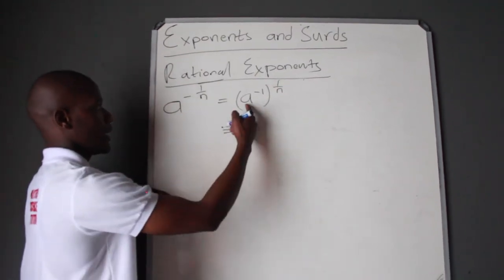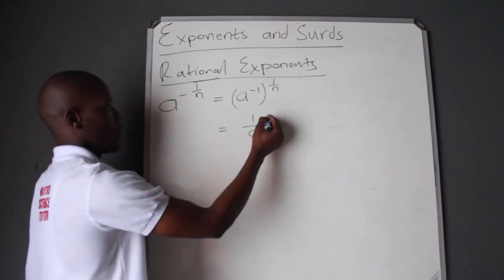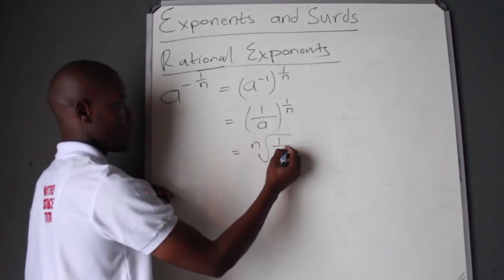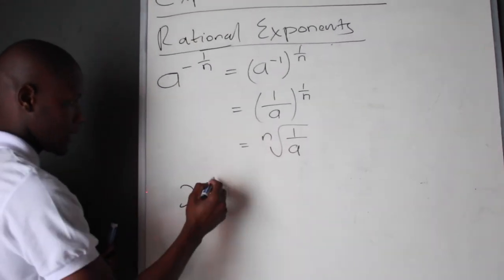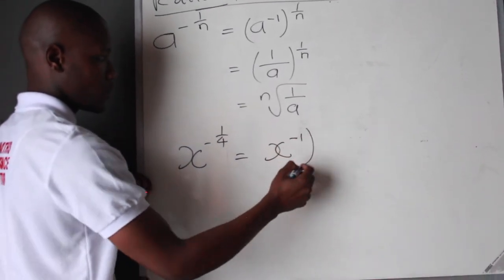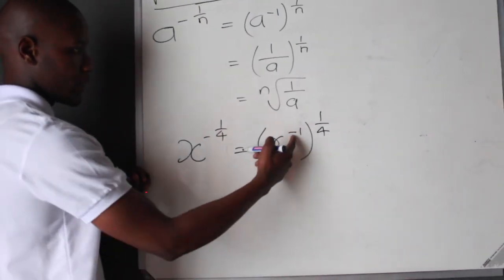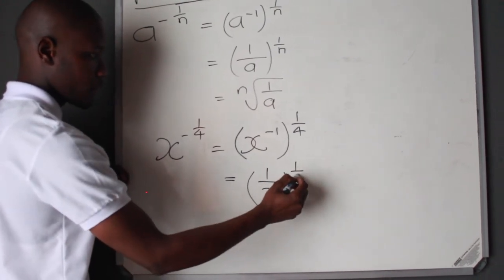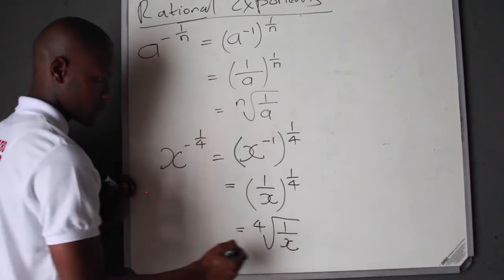So it's going to be a to the power negative exponent is 1 over a all raised to the power 1 over n, so is the nth root of 1 over a. So if we have x to the power negative 1 over 4, it is going to be x to the power negative 1 all raised to the power 1 over 4. So x to the power negative 1 is 1 over x all raised to the power 1 over 4, which is the 4th root of 1 over x.